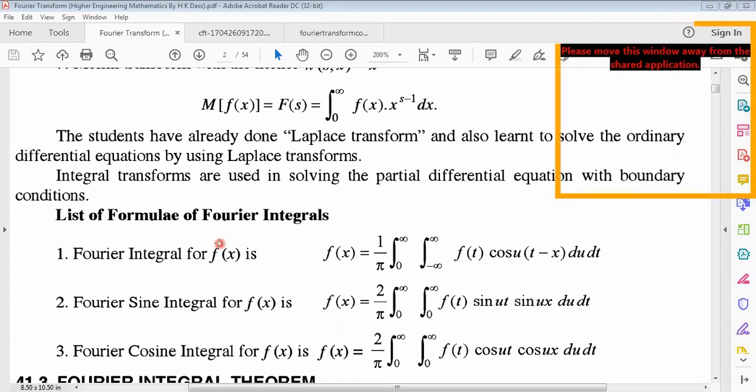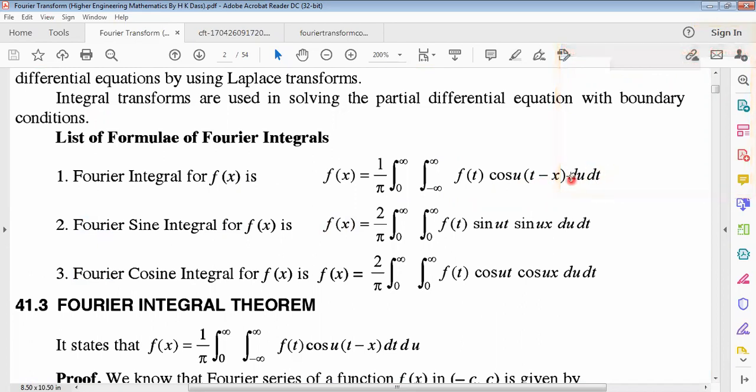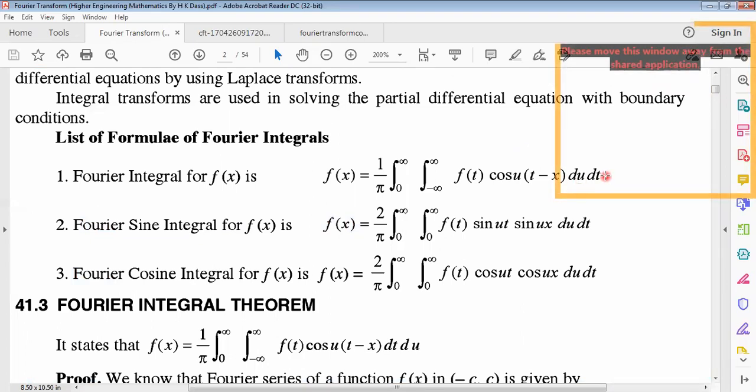Now, the list of formulas of Fourier integrals. In Fourier transforms, we have to solve different kinds of Fourier integrals involving these types. Number one, the Fourier integral for f of x: f of x equals 1 by pi, integral from 0 to infinity and minus infinity to plus infinity of f of t cos u(t minus x) du dt. This is actually a double integral, with respect to u and t. The range of u is 0 to infinity, and t ranges from minus infinity to plus infinity.